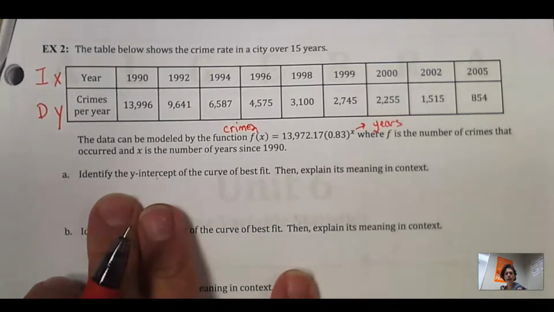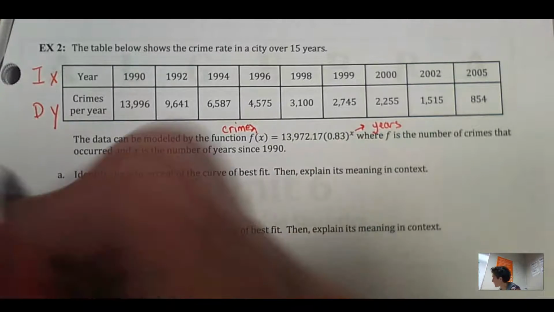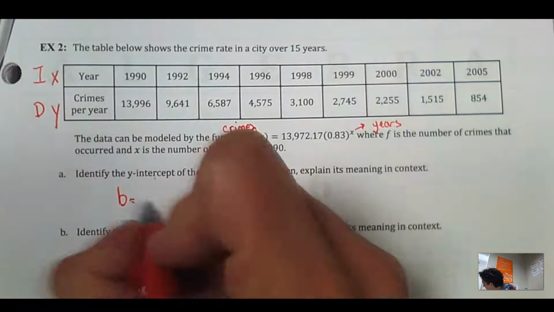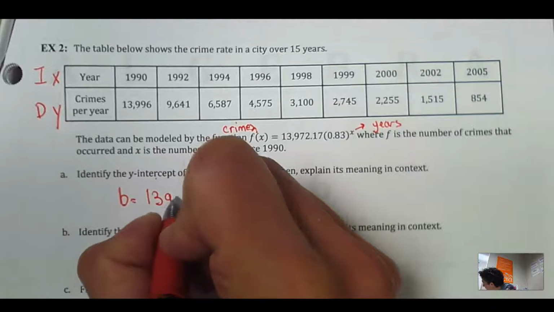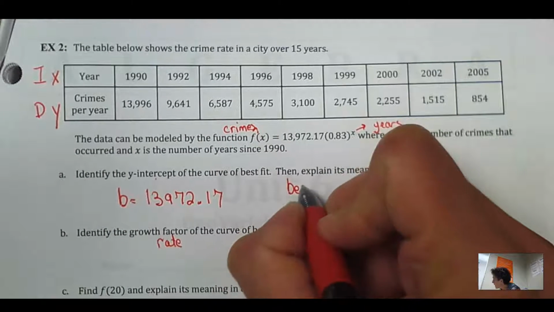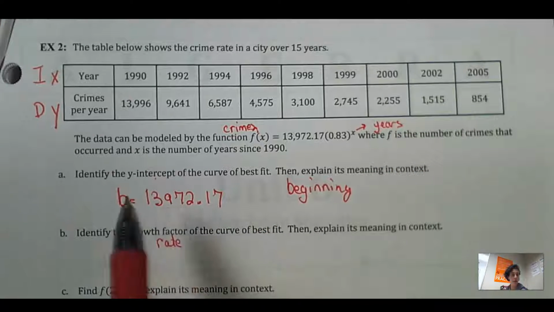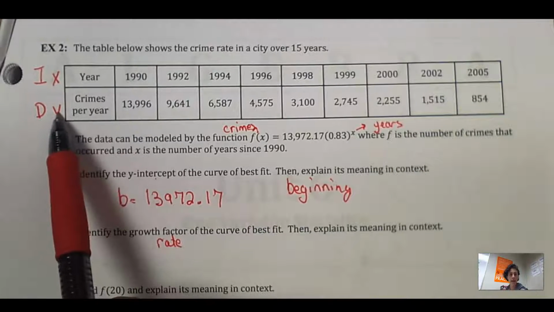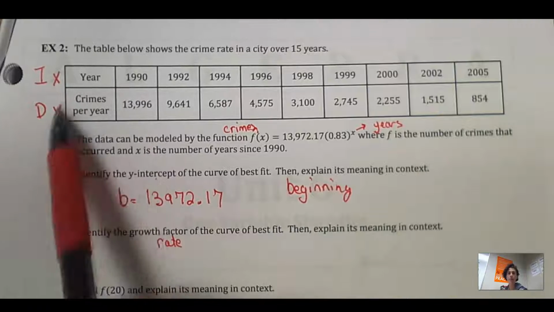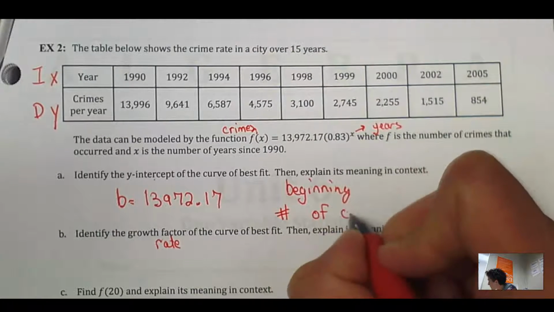So to identify the y-intercept, that is the number that's by itself, because this other number is next to x. And I do want you to remember that anytime we talk about the y-intercept, b is by itself, but b is also the beginning amount. And since it's the y-intercept, I want to look at the y values, what they are all representing. So this is the beginning number of crimes.